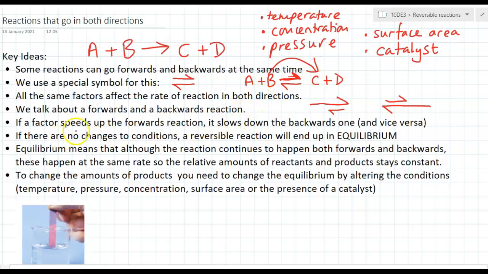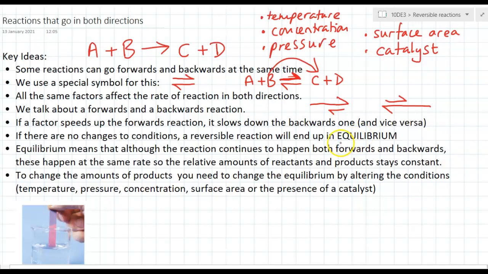So you can see that if something has an effect in one direction, say forwards, it will have the opposite effect in a backwards reaction. So let's say A and B turn into C and D better if it's hotter. If I want more of C and D, I need to make it colder. Okay, so it can be any combination of these factors, but we need to appreciate that if something makes one direction go faster, it will make the other direction go slower.